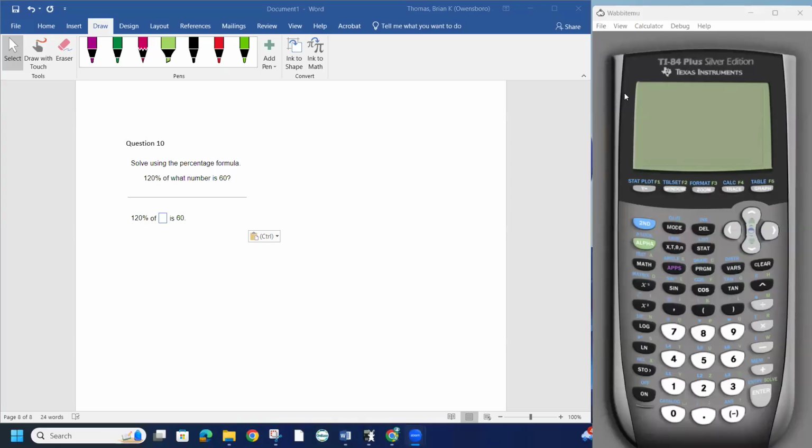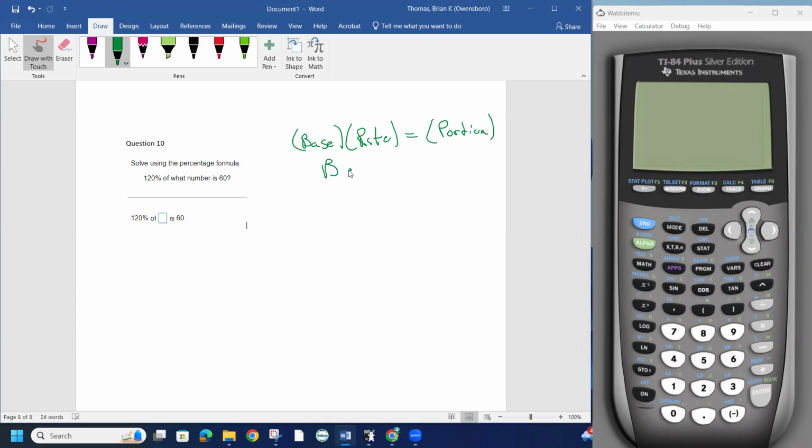So solving percentage questions, there are formulas that you can use. As we've talked about, the base amount times the rate would equal your portion, the part. So a lot of times we say base times the rate equals P.